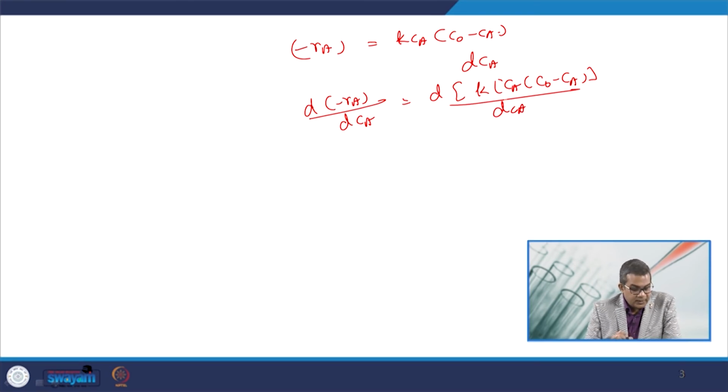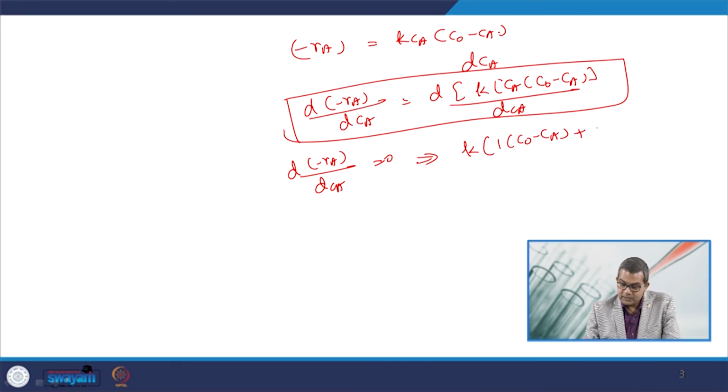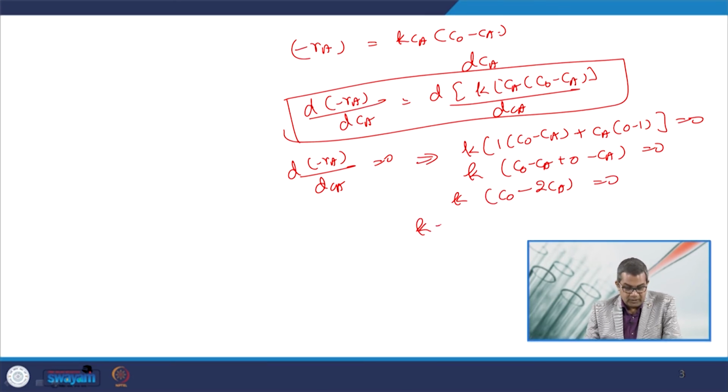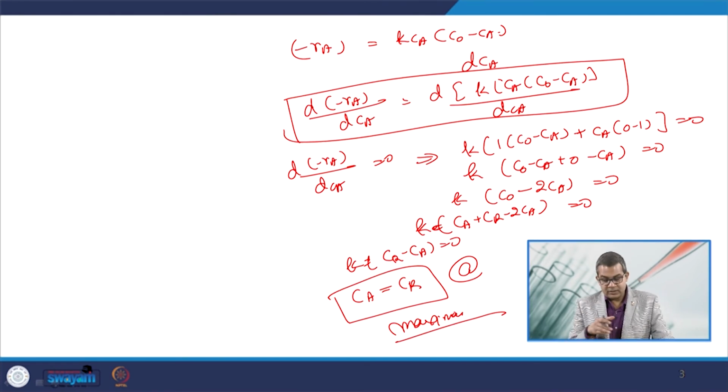Now, for maxima, from this equation we can write that d of minus Ra upon dCa will be equal to 0, which implies that K into 1 times C naught minus Ca plus Ca times 0 minus 1 should be equal to 0, or K into C naught minus Ca minus Ca is equal to 0, or K into C naught minus 2 Ca is equal to 0, or K into Ca plus Cr minus 2 Ca is equal to 0, or K into Cr minus Ca is equal to 0, or in that case Ca is equal to Cr at maxima, which we have already discussed in the previous one.